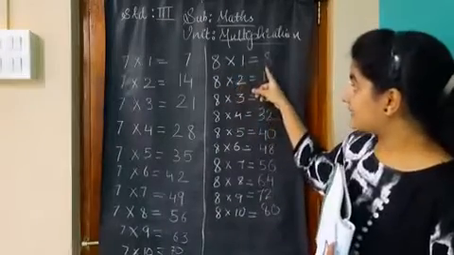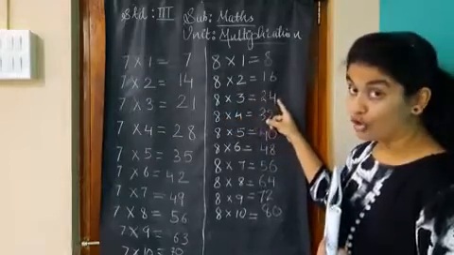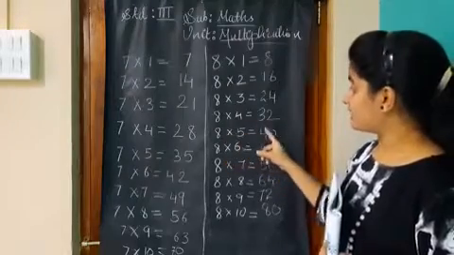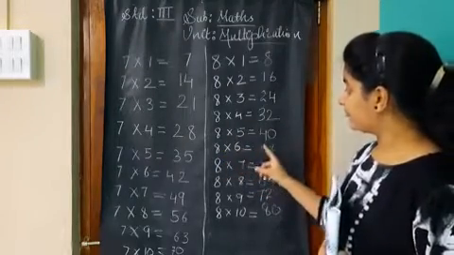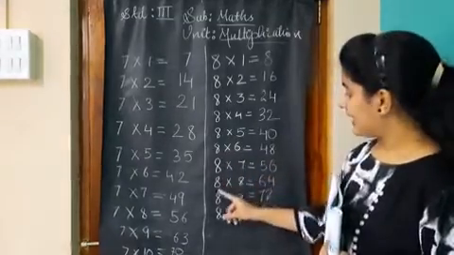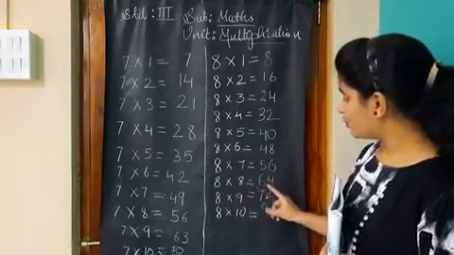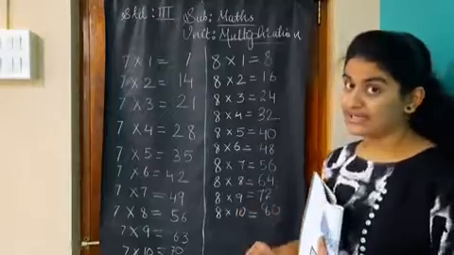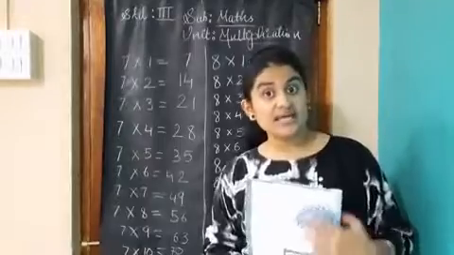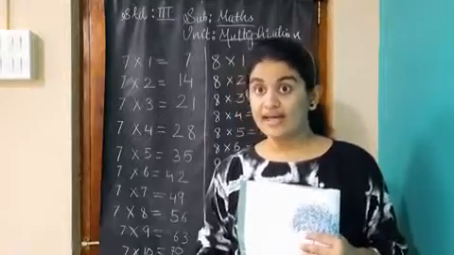8 1s are 8. 8 2s are 16. 8 3s are 24. 8 4s are 32. 8 5s are 40. 8 6s are 48. 8 7s are 56. 8 8s are 64. 8 9s are 72. And 8 10s are 80. Okay? Yes. So students, now we are going to study the next table, that is table of 9. Okay? Yes.